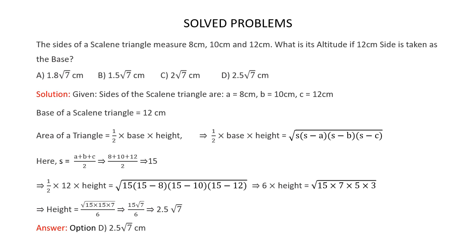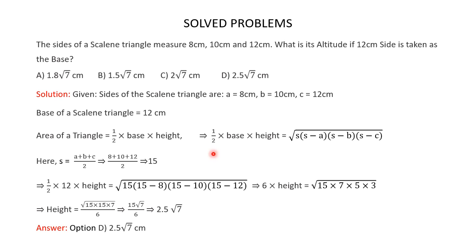Here S is equal to A plus B plus C divided by 2. We know the value of A, B and C as 8, 10 and 12 centimeters. So S is equal to 8 plus 10 plus 12 divided by 2, which is nothing but 15. Now we know the value of the base of the scalene triangle as 12 centimeters. We are asked to find the height. We know the value of S as 15. The value of A is given as 8 centimeters, B is 10 centimeters and C is 12 centimeters.